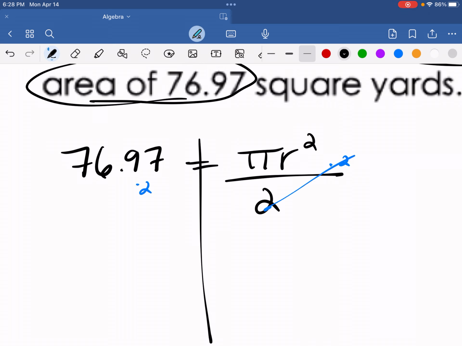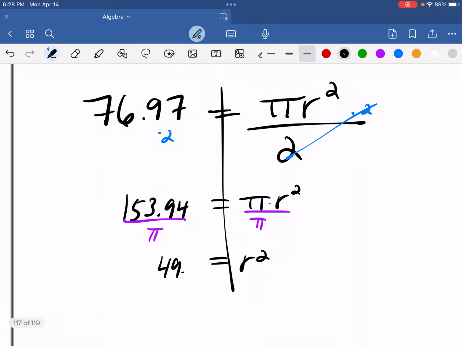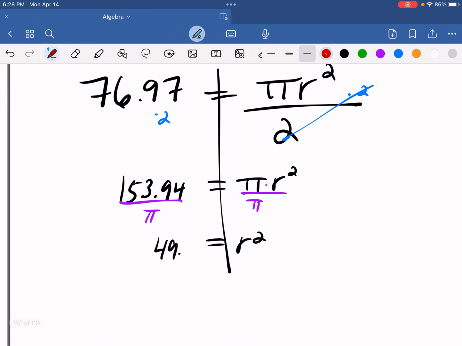Okay, these cancel. And the only thing we have left is pi r squared, the numerator. And on the other side, 76.97 times 2 is 153.94. Okay, now what's far from r? Pi. We got to divide by pi because it was multiplying. Divide by pi. And we get 49.000. So I'm just going to leave it as 49 equals r squared. And last step, how do you get rid of squared? That'd be square root. Okay, the square root of 49 is 7.